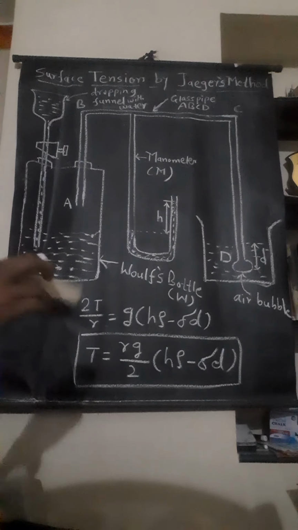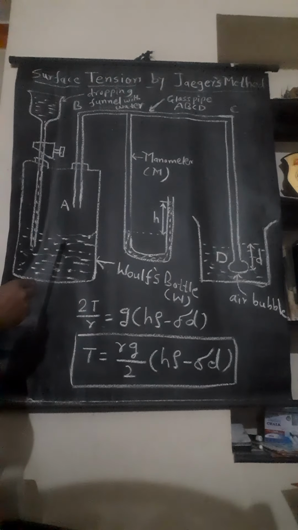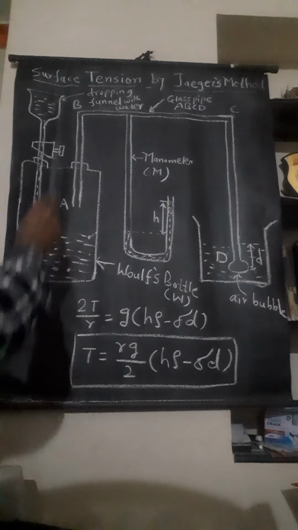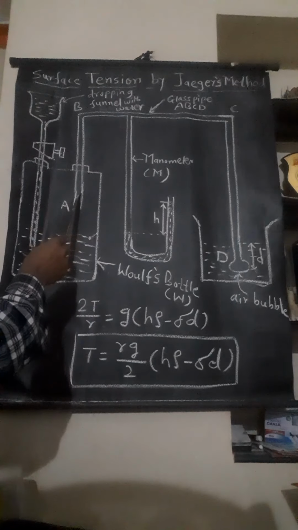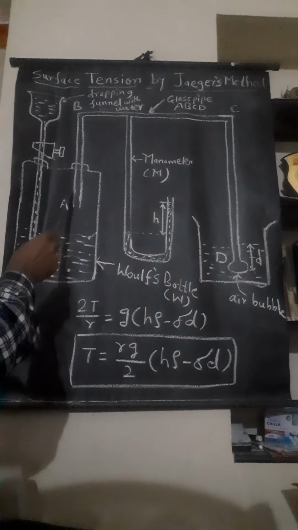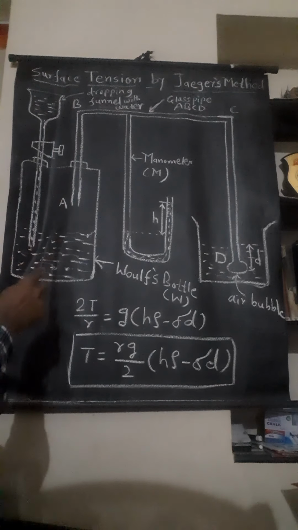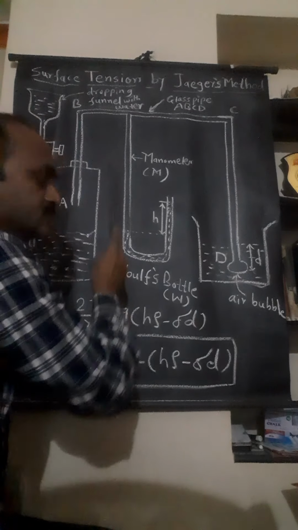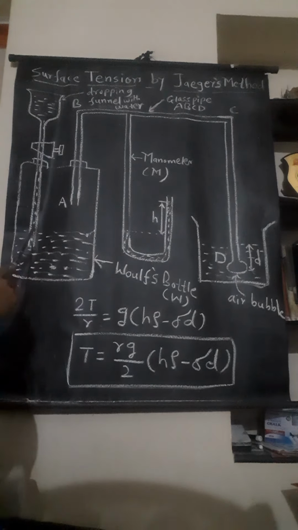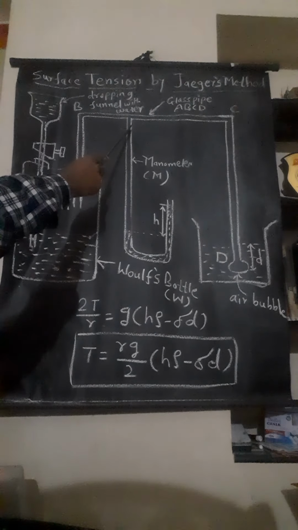Construction of Geiger's method: the apparatus mainly consists of a Wolff's bottle and the glass pipe A, B, C, D. One mouth of this glass pipe is fitted to one mouth of the Wolff's bottle. The other mouth is fitted with a dropping funnel, which contains water, and a manometer containing low density liquid is joined to the glass pipe ABCD.